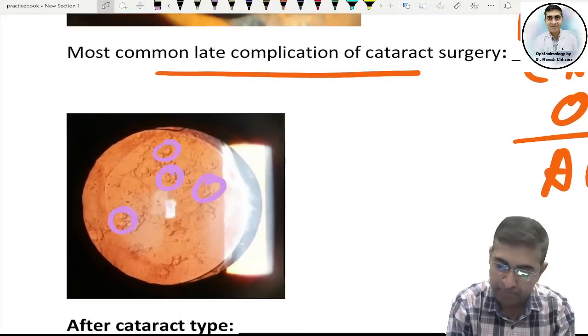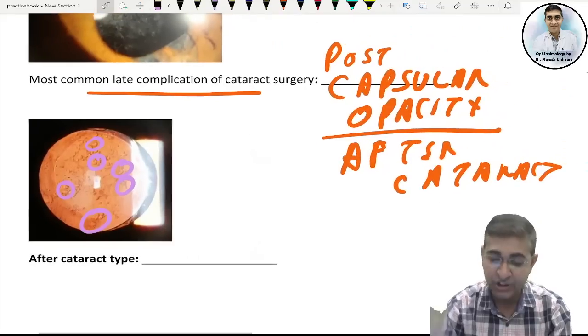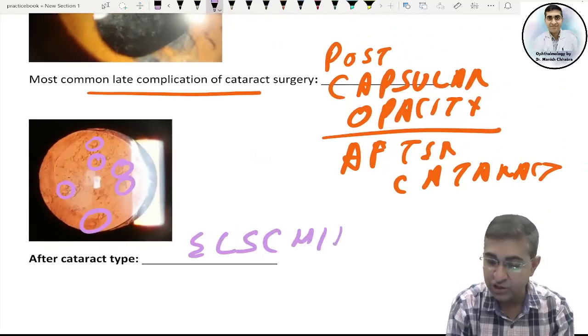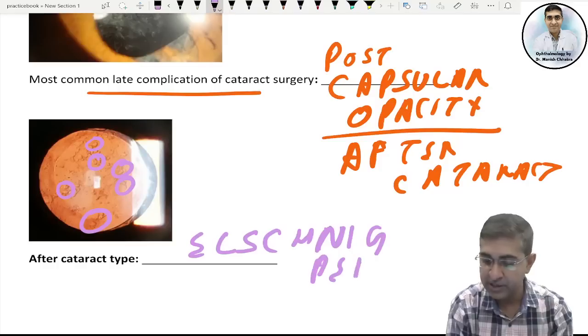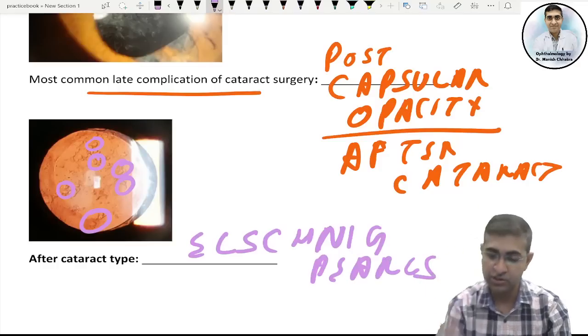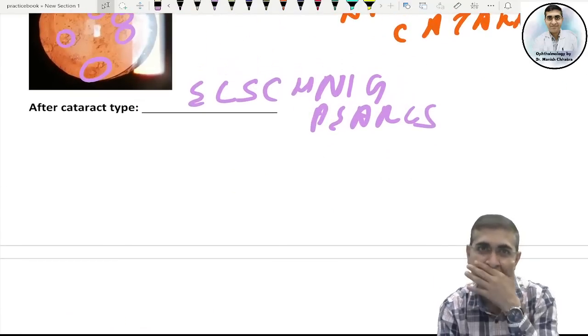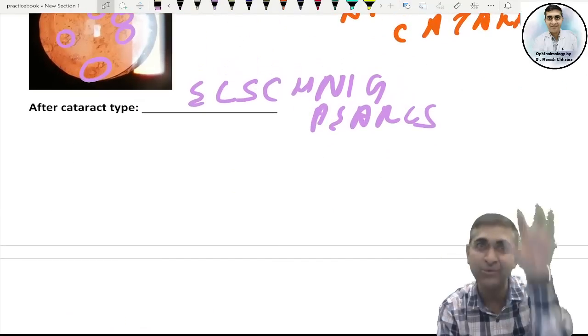Yes, small pearly-like things. So this is known as Elschnig pearls, seen after cataract surgery. Elschnig pearls. Okay, so this is your Elschnig pearls. And what will be the treatment? I told you that I am going to touch the high-yield points as well.